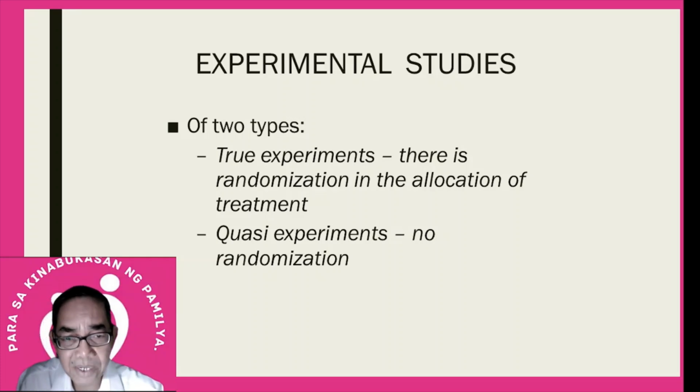And there are two types of experimental studies: the true experiment and the quasi experiment. In a true experiment, there is randomization in the allocation of treatment. In a quasi experiment, there is no randomization.